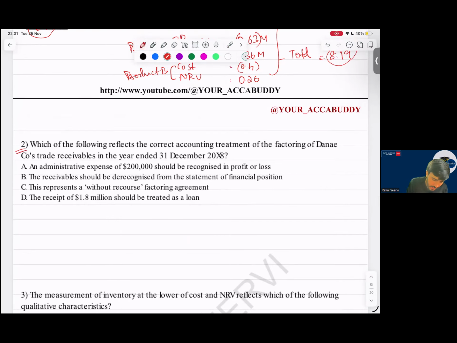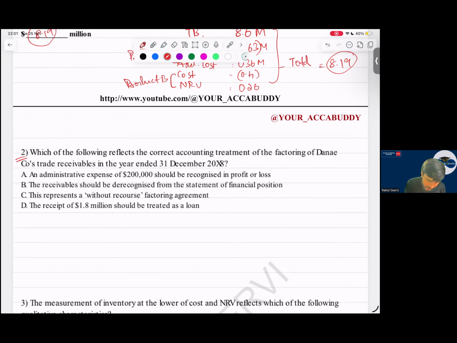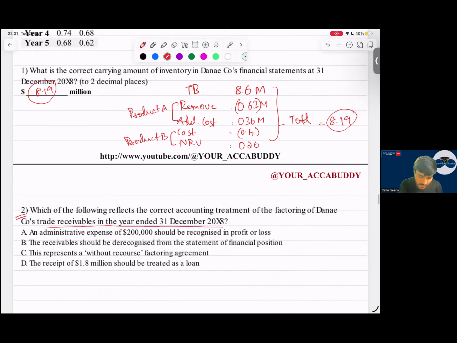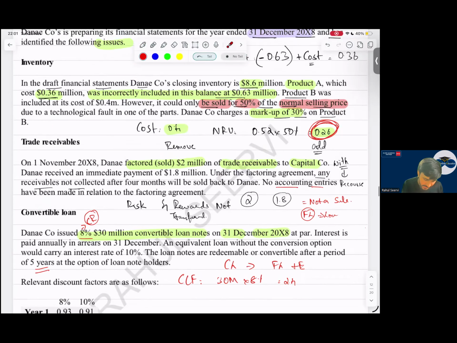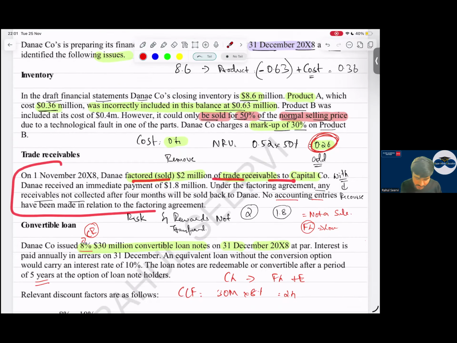Let us read the next question. Which of the following reflects the correct accounting treatment for factoring of these trade receivables in the year ended 31st December 2008? They mentioned they have factored and sold it, and received a payment of 1.8. But under the agreement, if Capital company does not receive the amount from the customer, Capital company can go back and ask D company. That means risks and rewards are not transferred. It should be accounted as a loan.